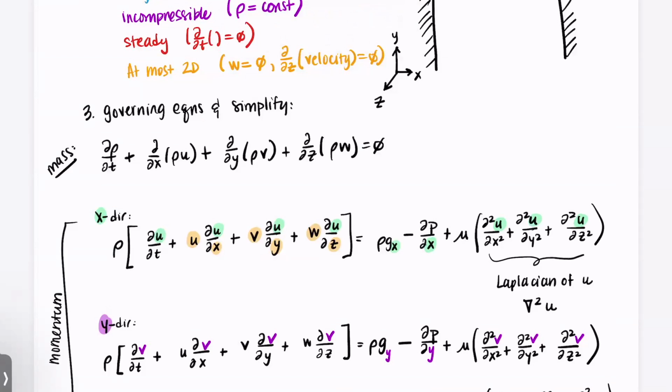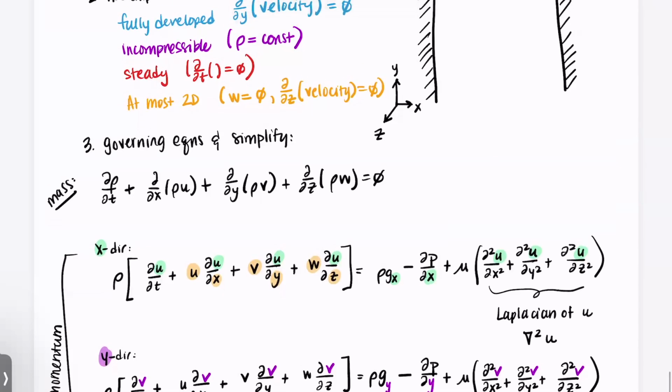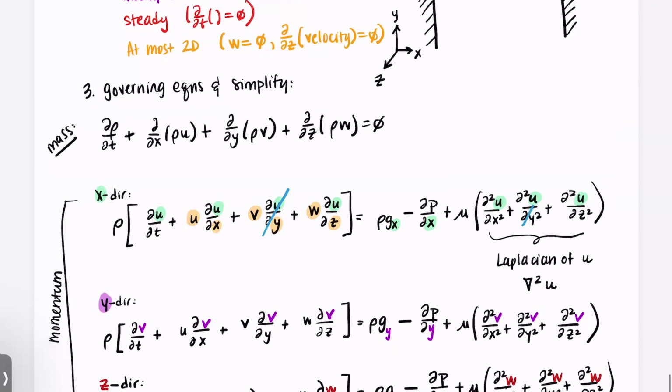Okay, so I am going to start simplifying these, beginning with our first assumption, which was fully developed. So our velocity is constant in the y direction, so I'm going to get rid of all derivatives with respect to y of a component of velocity. Okay, so I can get rid of this, and this, and this. This one and this one. Oh, and this one.